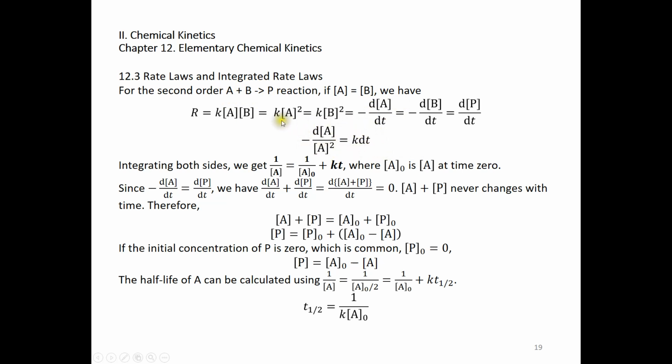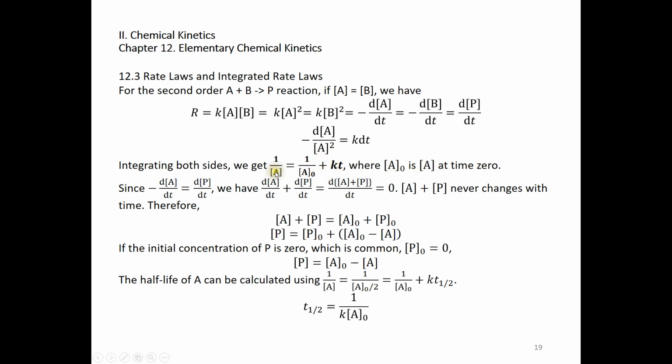And now we just solve this differential equation. It comes from over here, k A squared equals negative dA over dt, and then we have this equation. We integrate both sides, we get this. 1 over A is 1 over A naught plus kt, and A naught is A at time 0. Alright, we can just easily verify this.